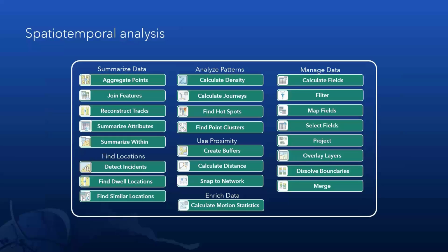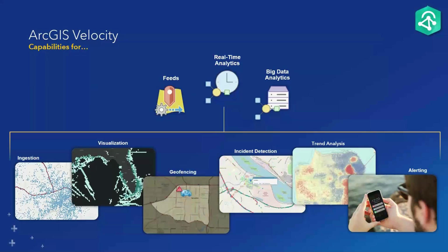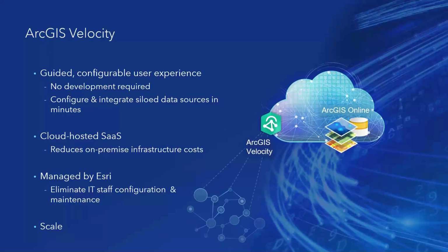And all of these analytic tools can be applied to any of the streams of data that are coming in. So really what the velocity and real-time data is letting us do is it's helping us to ingest our data, visualize our data, fence our data, detect incidents and trends, and perform alerting. It provides us a guided, configurable user experience, so you don't need to write code to do any of these tasks. It runs in the cloud as a software as a service offering, and it's actually managed by Esri and is built to scale out.